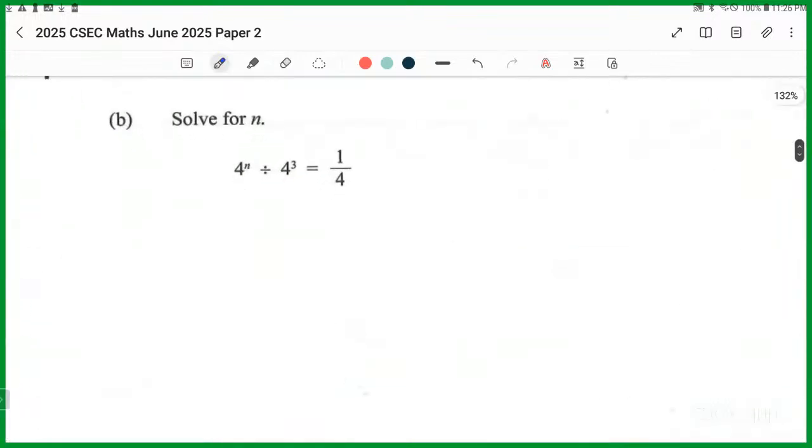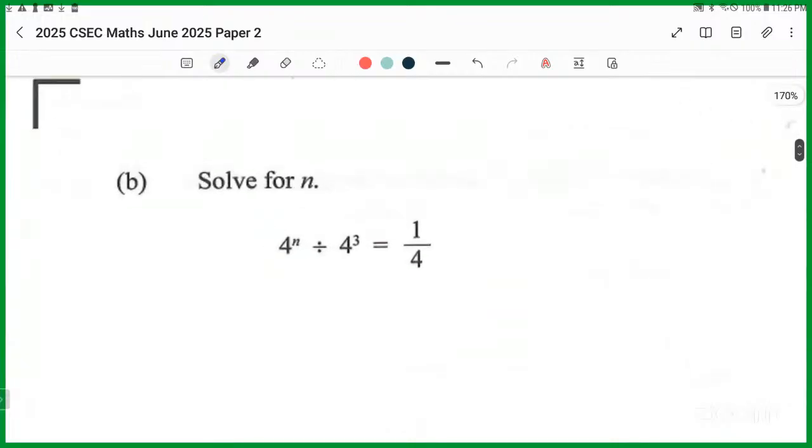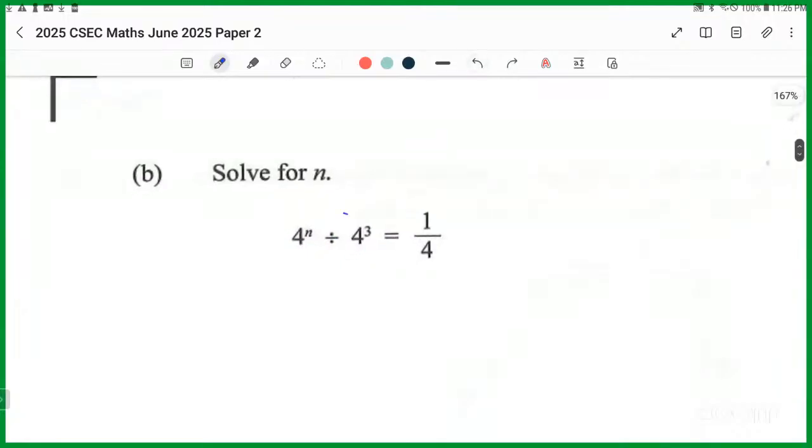Next part wants us to solve for n, which is indices. Right? So we are dividing these two. When you divide indices, you subtract the power. So this side becomes 4 to the n minus 3. And now this 1 over 4 is the same as 4 to the negative 1. That's 1 over 4. All right.